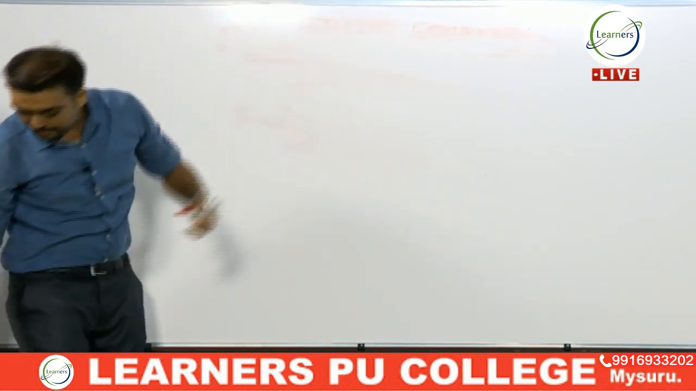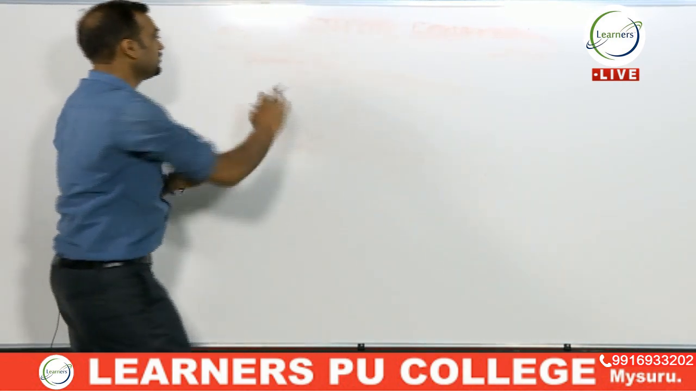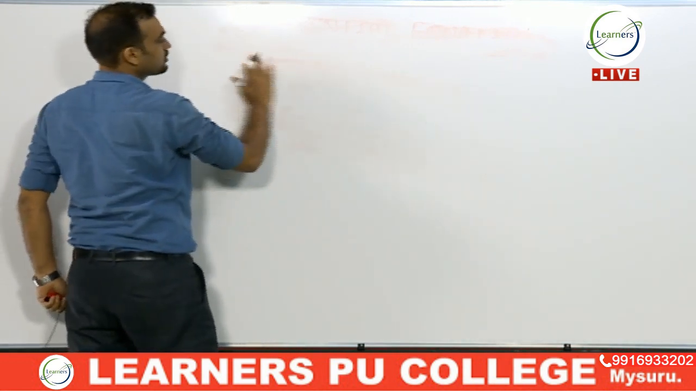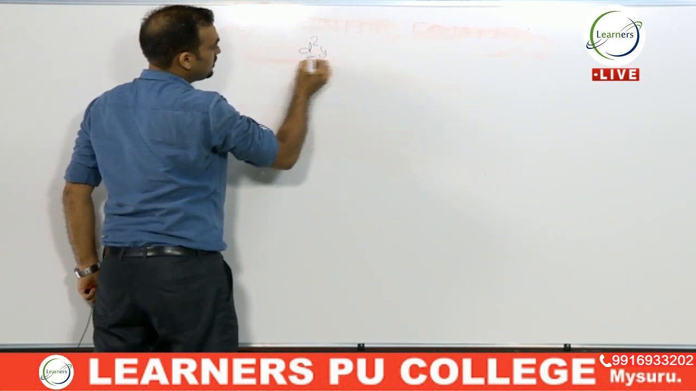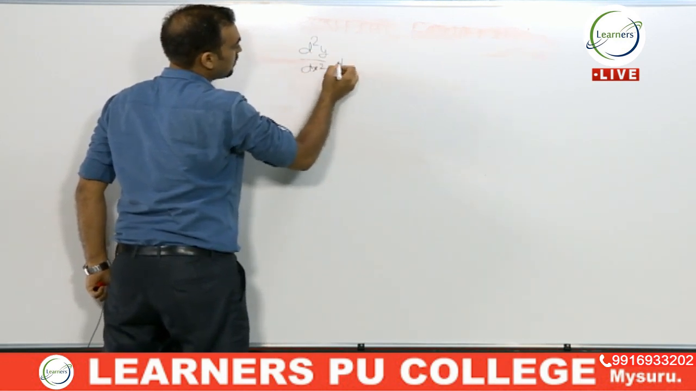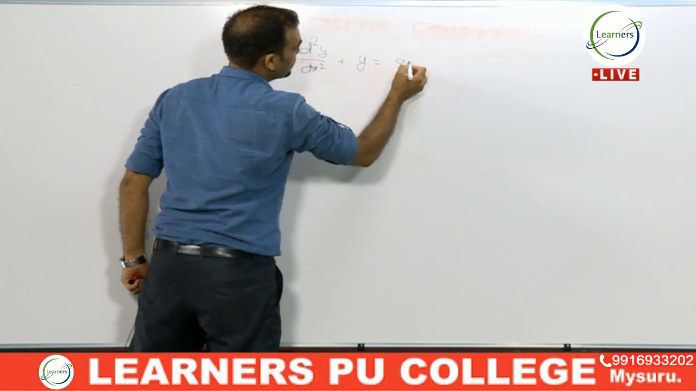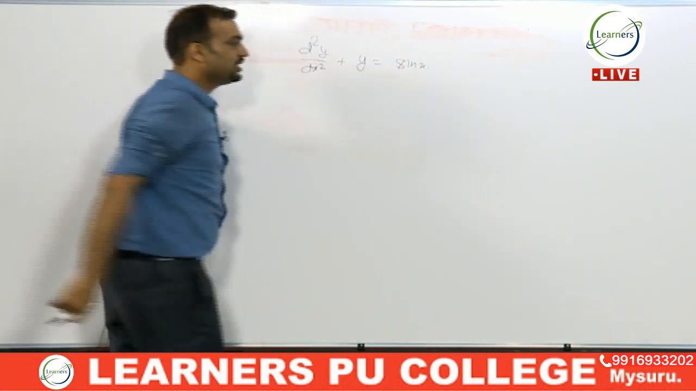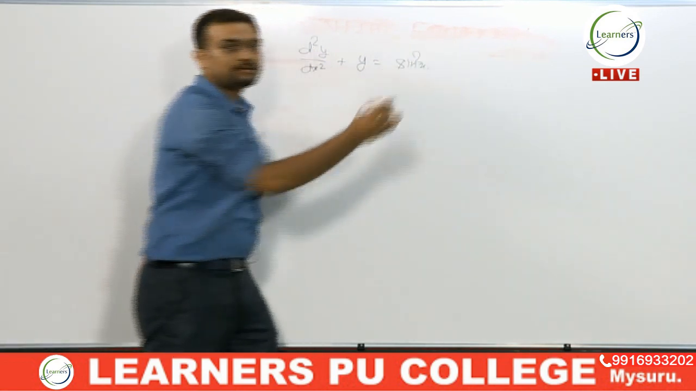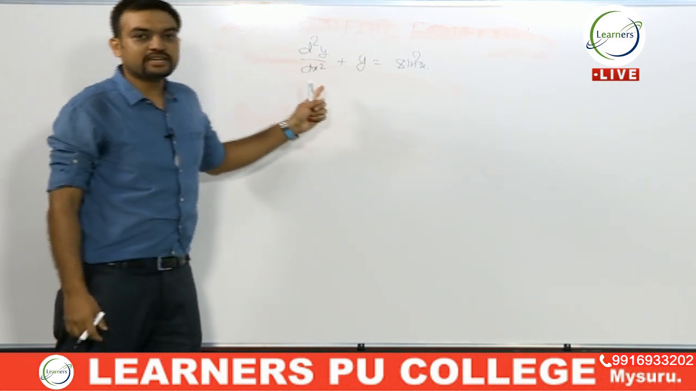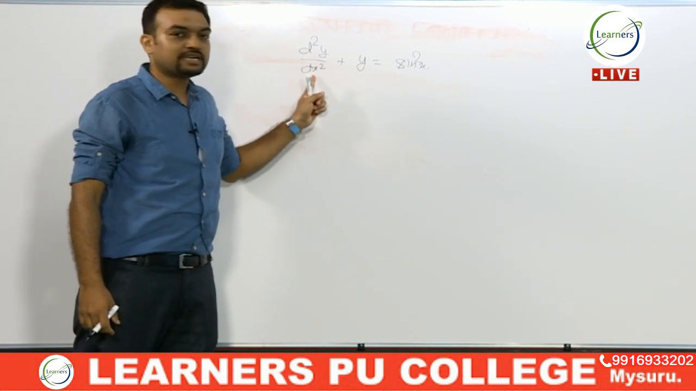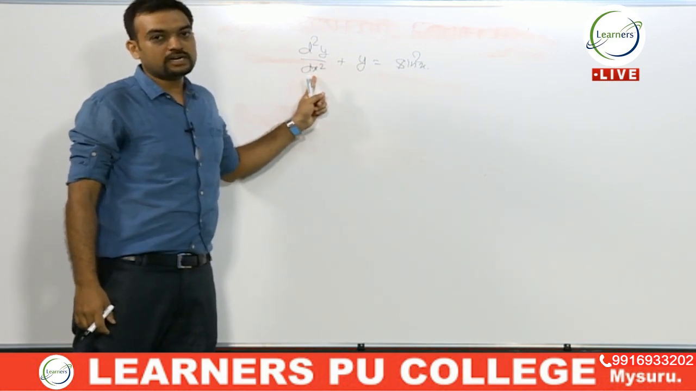Okay, so now I'm writing some examples, and we will see whether it is ordinary or partial. For example, I'm writing d square y upon dx square plus y is equal to sine x, or I can take sine square x. Now if I'm asking whether this is ordinary or partial, we can easily say this is an ordinary differential equation because it contains derivative with respect to one independent variable only.